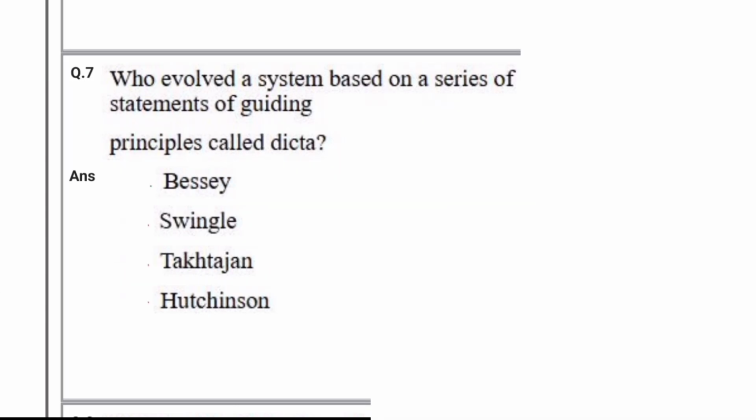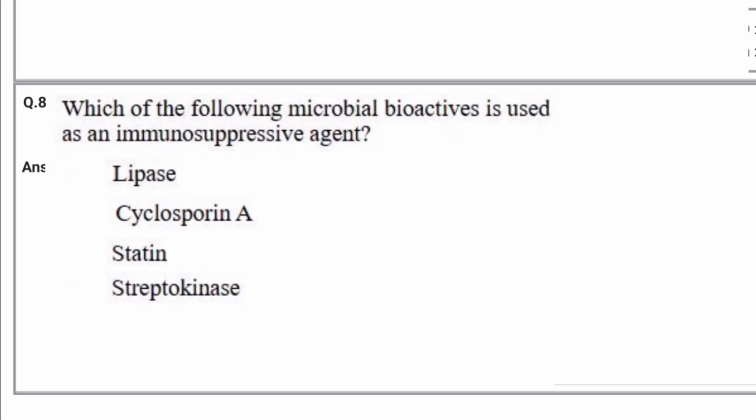Who evolved a system based on a series of statements of guiding principles called dicta? Options are Bessey, Swingle, Takhtajan, Hutchinson. For this, the correct answer is Bessey. Let's see the next question.